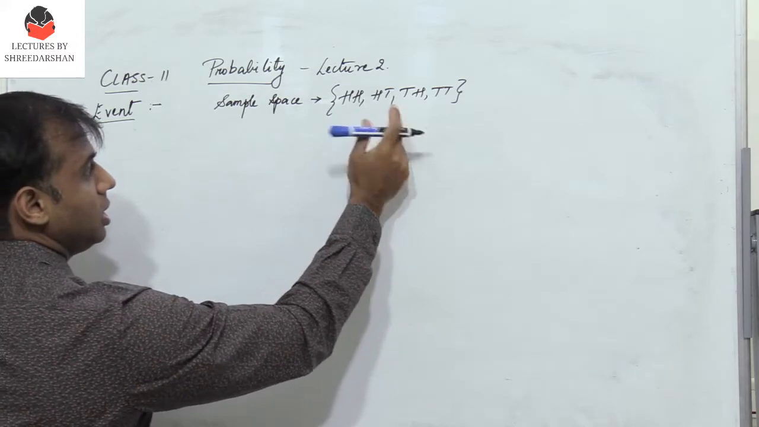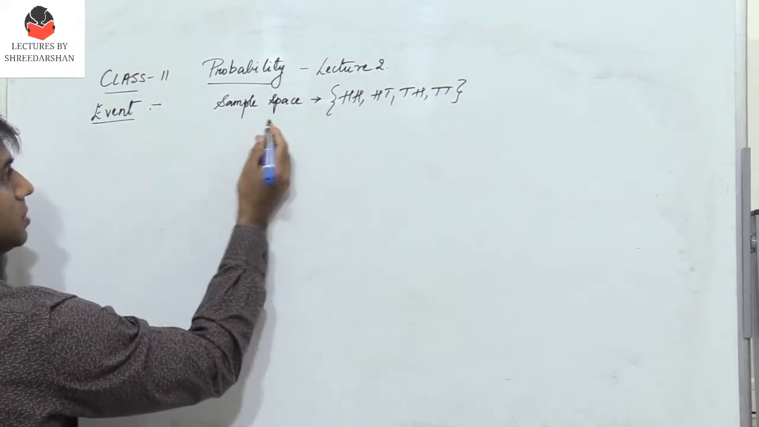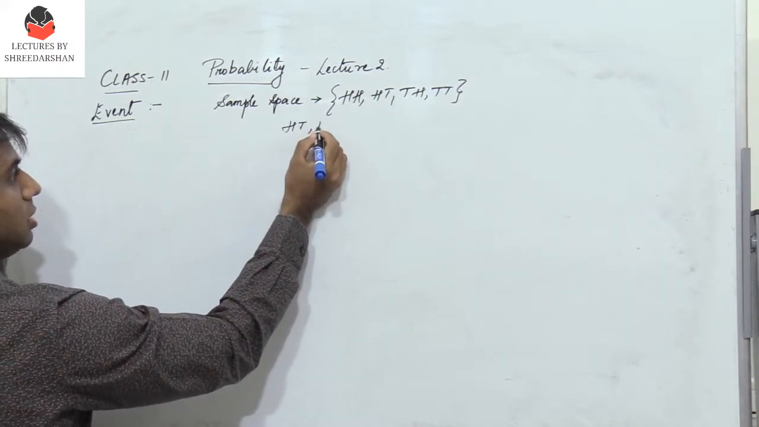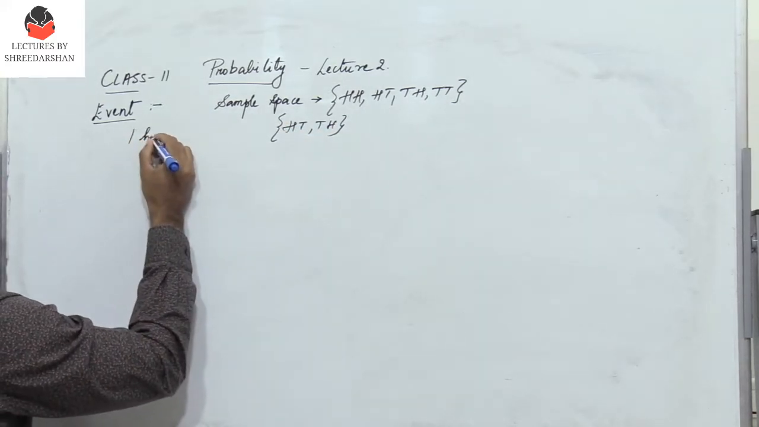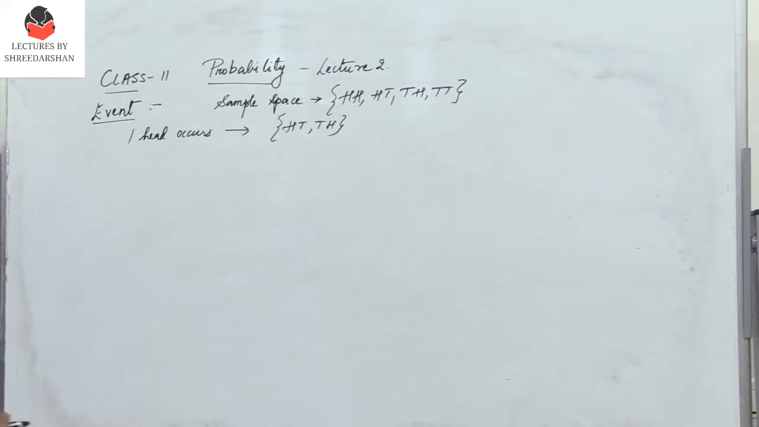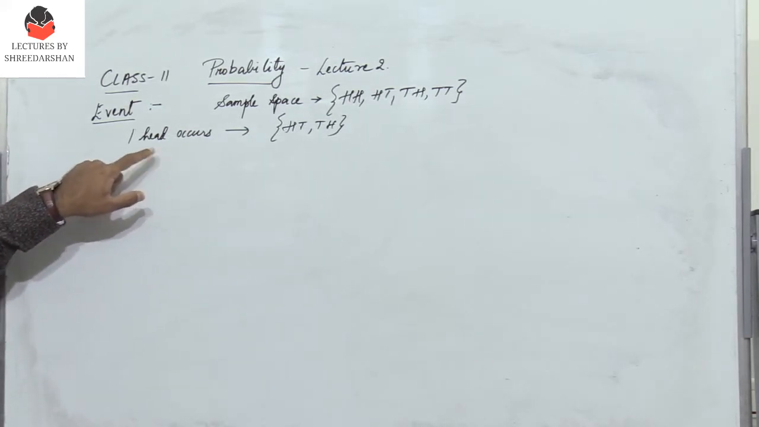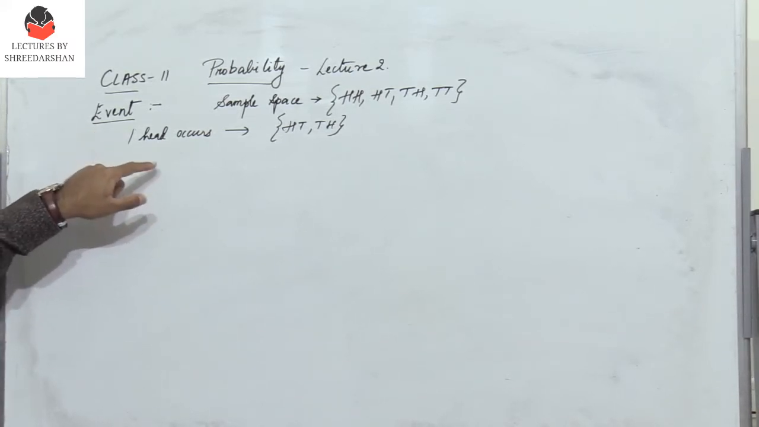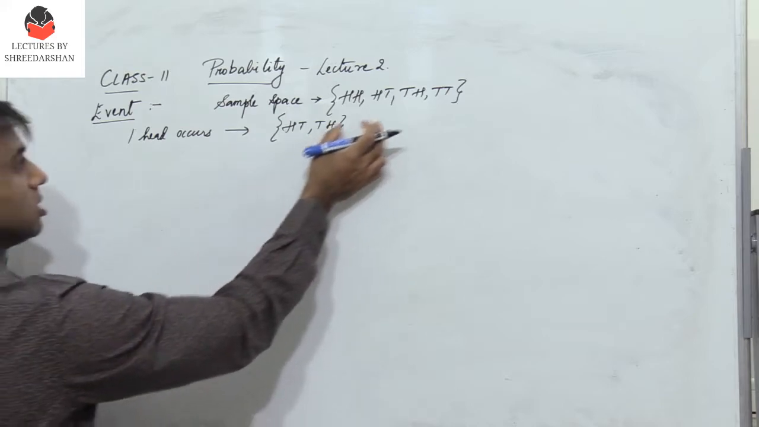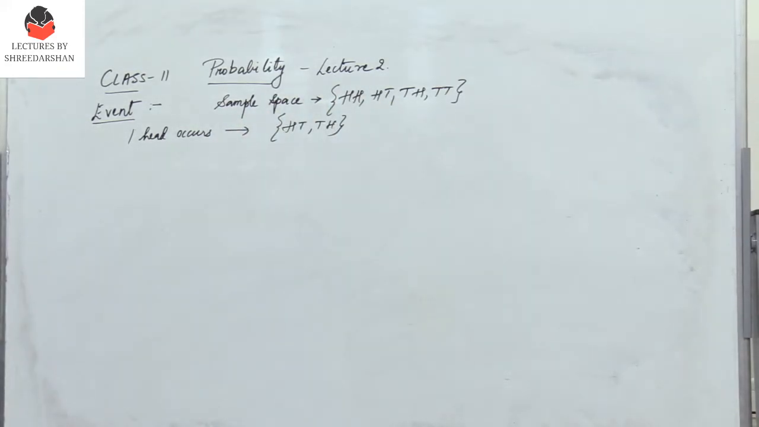Now what is the outcome of me getting one head? Here I need to check. I have two outcomes, HT and TH, where one head occurs. So here I have defined an event where one head occurs. When I have to find out the outcomes of one head occurring, definitely there will be a subset of the sample space.